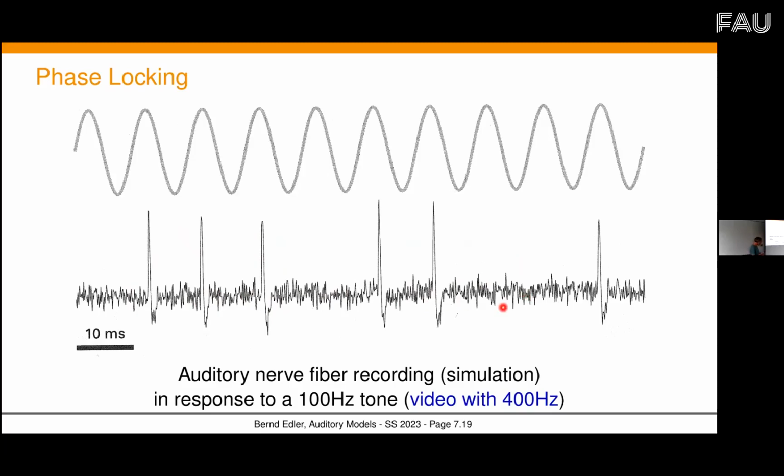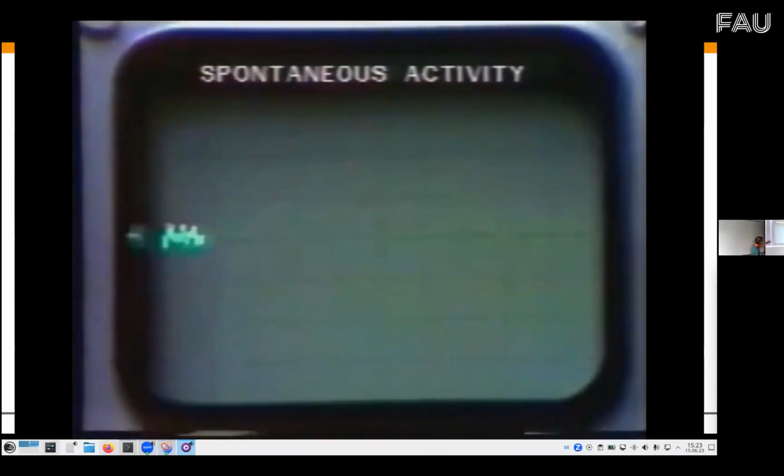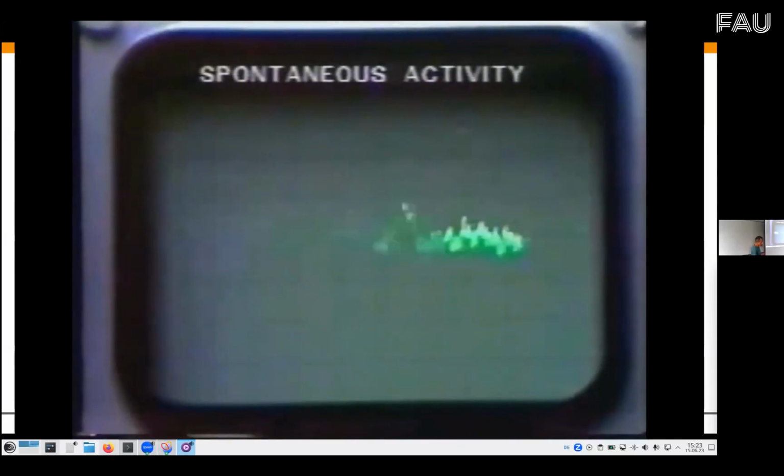This was done by a simulation, but there's also some measurements which seem to be quite old from the equipment they were using, but still I want to show it to you. These are spontaneous activities of the nerve and also oralized.